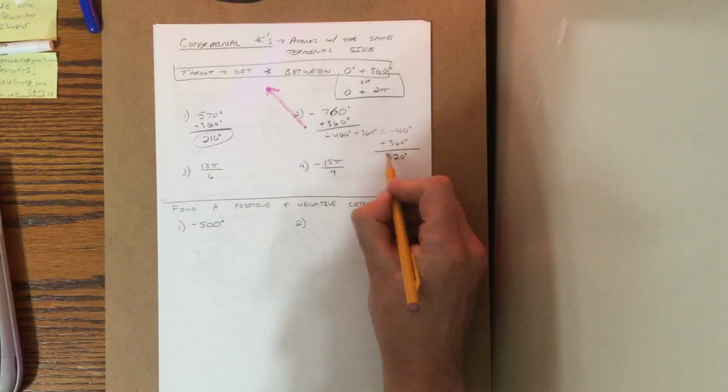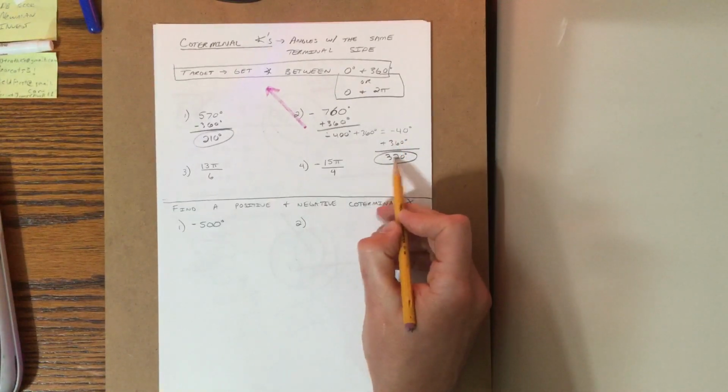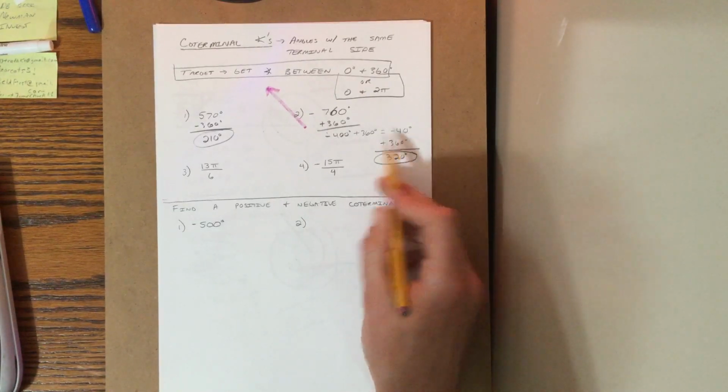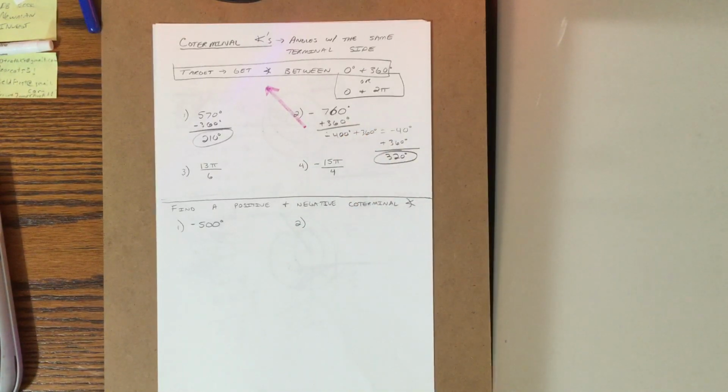So 320 degrees. All right, so again, 320, negative 40, negative 400, and negative 760 all have a terminal side in common. They're all in common with their terminal side. However, the amount of rotation it takes to get to those is different. Okay, so that is coterminal angles in degrees.